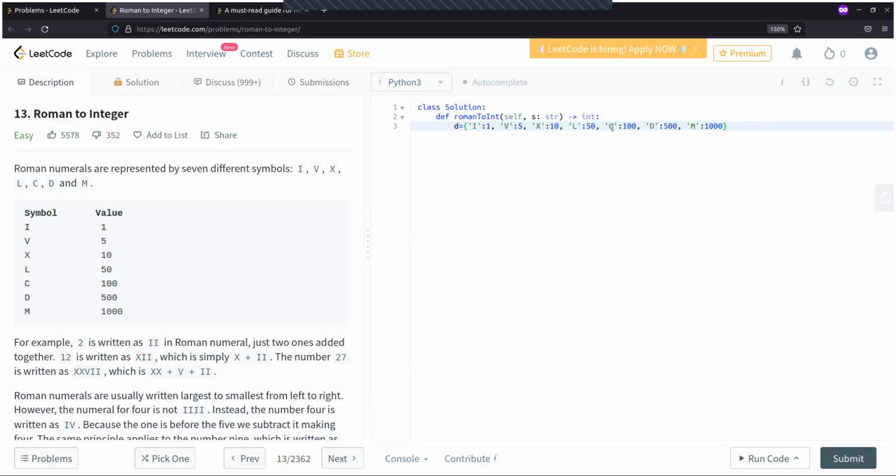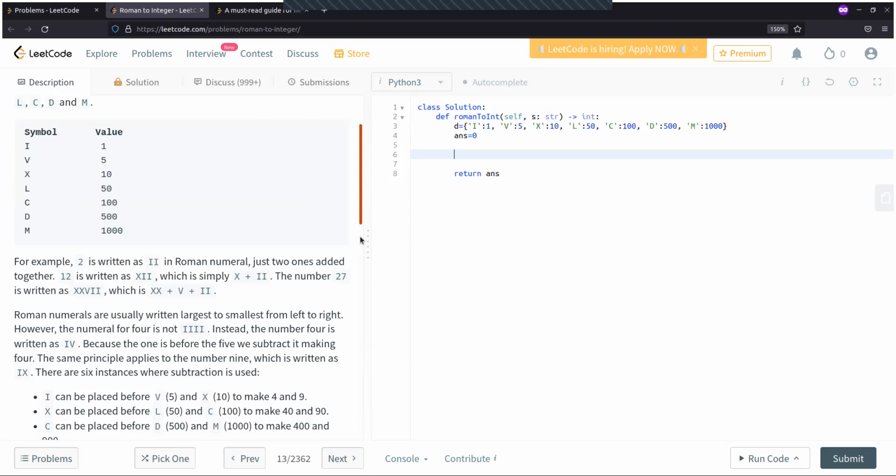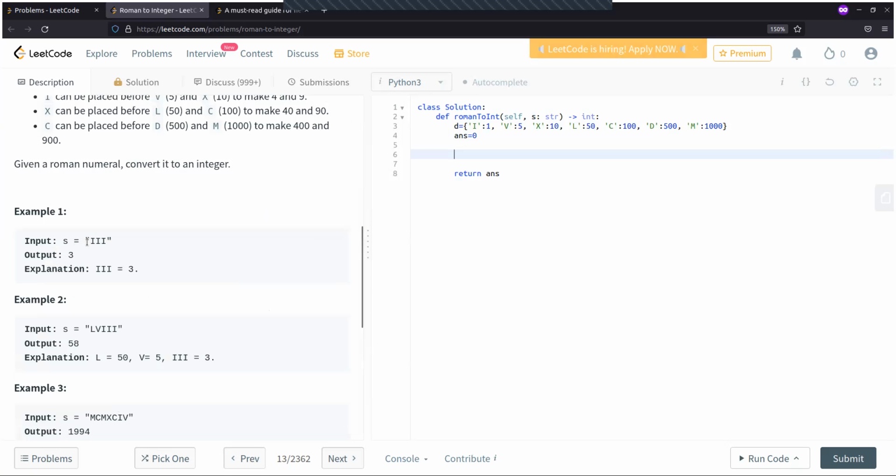So I have created a dictionary as such. Now we will create a variable answer, initialized as 0, and in the end we will return answer after doing all the work that is required. So now what are we going to do? Simple. If you look at this example, III means we have 1 plus 1 plus 1.